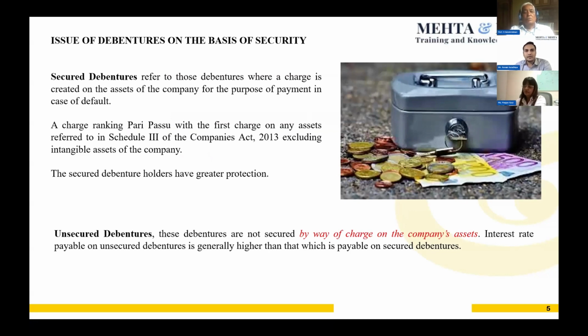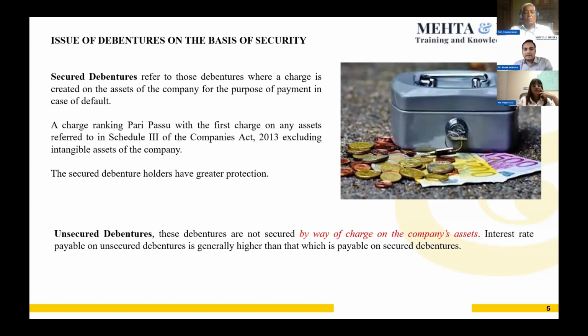secured or unsecured. As the name suggests, secured debentures refer to those debentures wherein a charge is created on the assets of the company for the purpose of payment in case of default. And a charge ranking pari passu with the first charge on the assets as referred to in Schedule 3 of the Companies Act 2013, but excluding intangible assets of the company, is created. Secured debentures have greater protection. In fact, they are fully protected as compared to the unsecured ones.